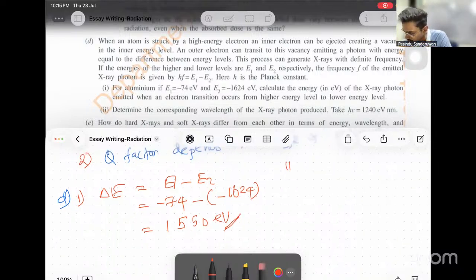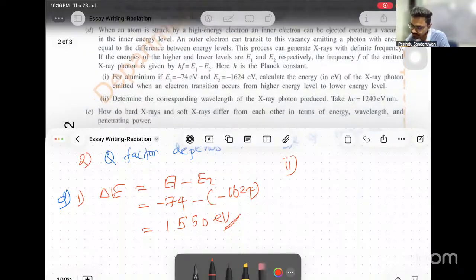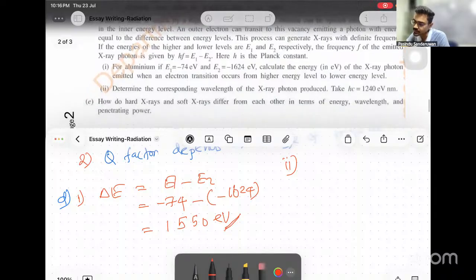The equation is given, nothing to do. Second one: determine the corresponding wavelength of the X-ray photon produced. Wavelength. hc is directly given as 1240 eV nanometers, in electron volts. Then determine the corresponding wavelength of the X-ray.